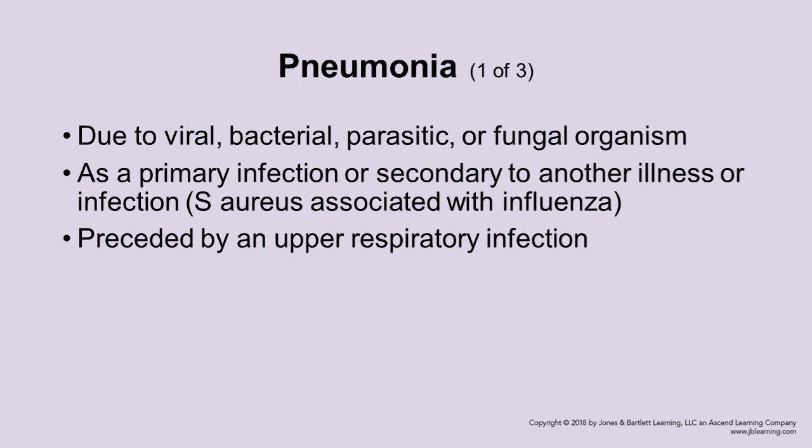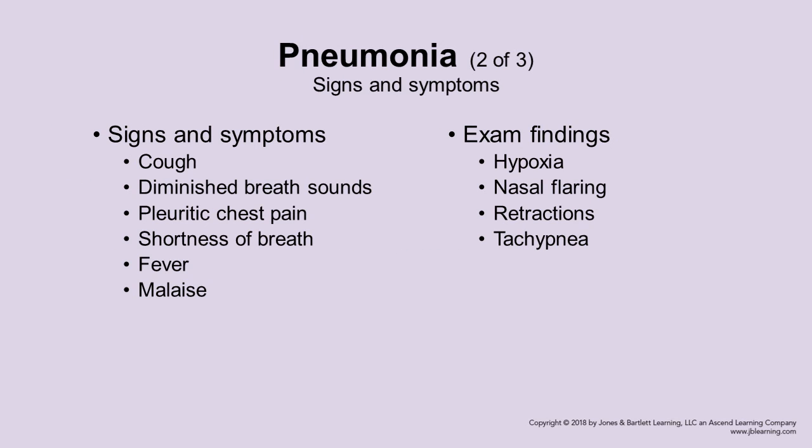And so pneumonia is usually manifested as an upper respiratory infection progressing to more severe signs. So the signs and symptoms are nonspecific, but include cough, diminished breath sounds, pleuritic chest pain, which is pain when taking a deep breath. Also can have shortness of breath, fever as a sign of systemic or severe bacterial infection, and then malaise or fatigue. On your physical exam, you will usually have hypoxemia if there is any element of parenchymal lung disease, and then signs of respiratory distress such as nasal flaring, retractions, and tachypnea.